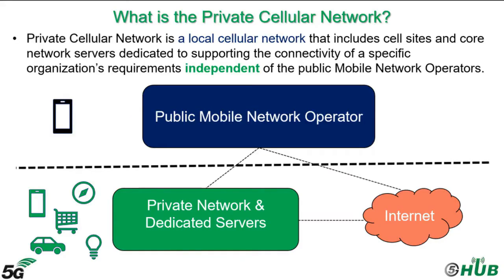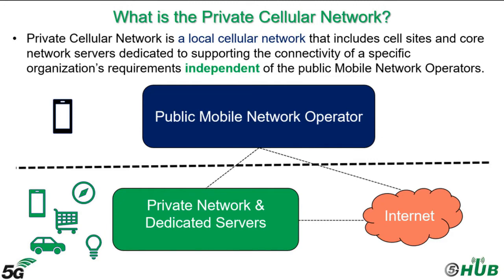First we need to understand what is a private cellular network. A private cellular network is a local server network that includes cell sites, core network and dedicated transport servers. It supports the connectivity for specific requirements for any organization, independent of the public mobile network operator.